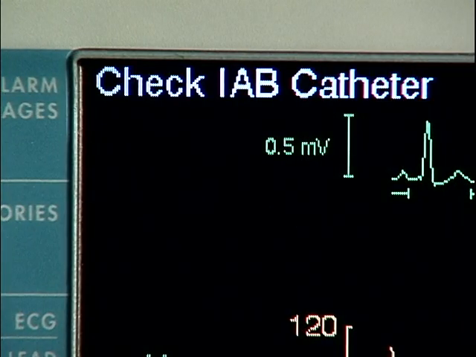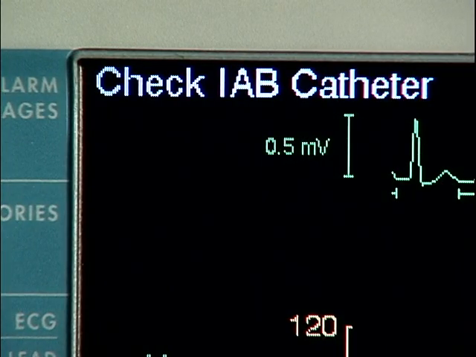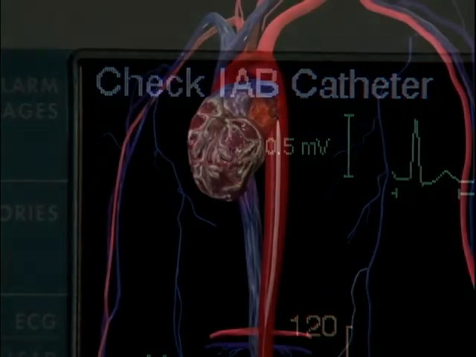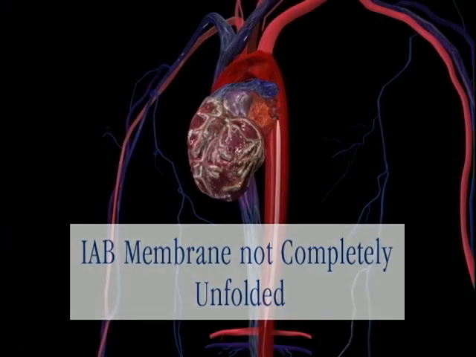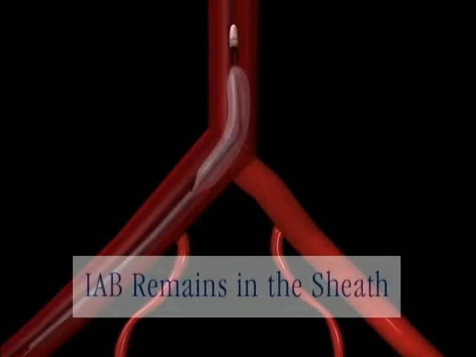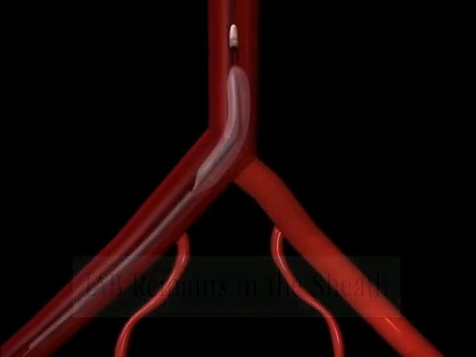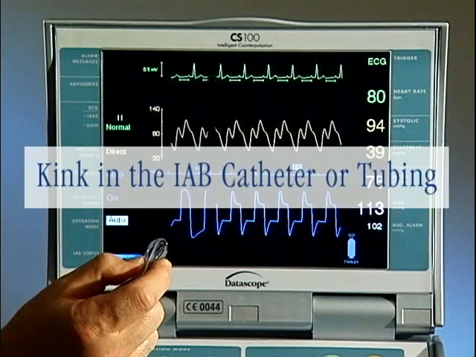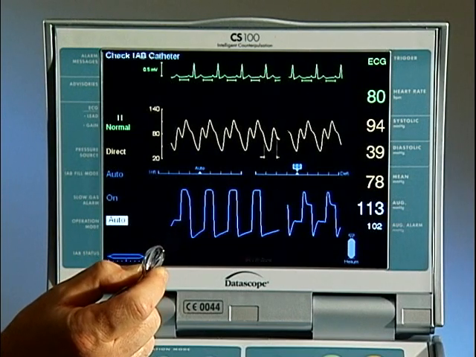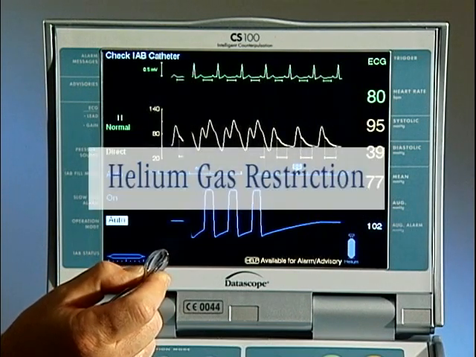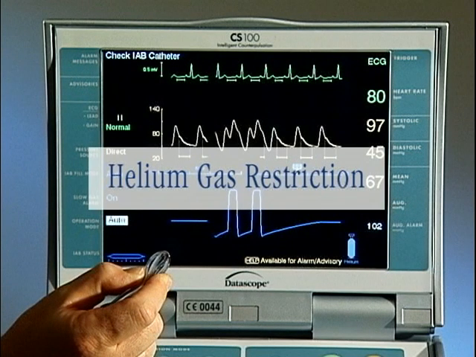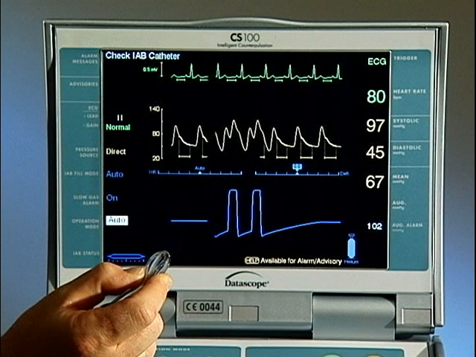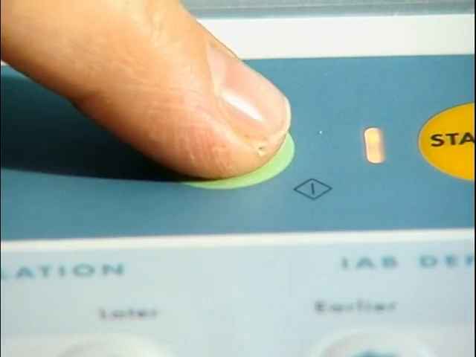If the alarm "Check IAB Catheter" is presented, 3 possible problems may exist. Either the IAB membrane is not completely unfolded, the IAB remains in the sheath immediately after insertion, or there is a kink in the IAB catheter or tubing. Each of these possibilities relates to a helium gas restriction. Therefore, the operator should check the IAB catheter and tubing to identify the specific cause of the helium restriction. After ascertaining and correcting the cause, press the Start key to resume pumping.